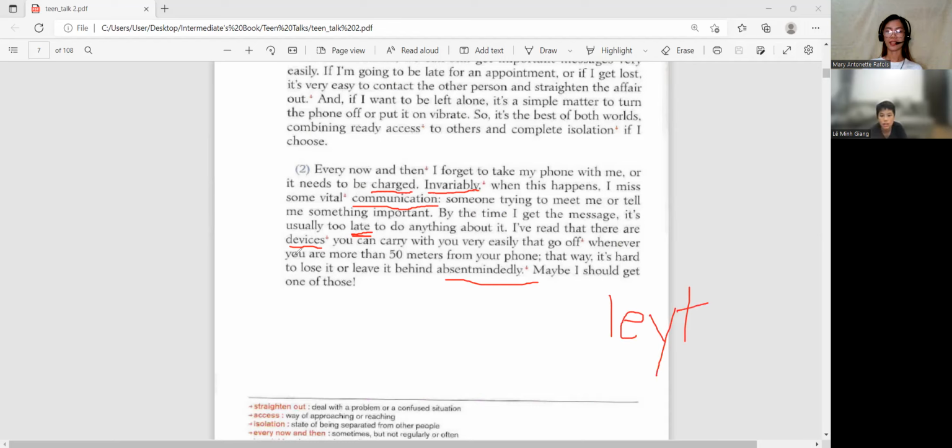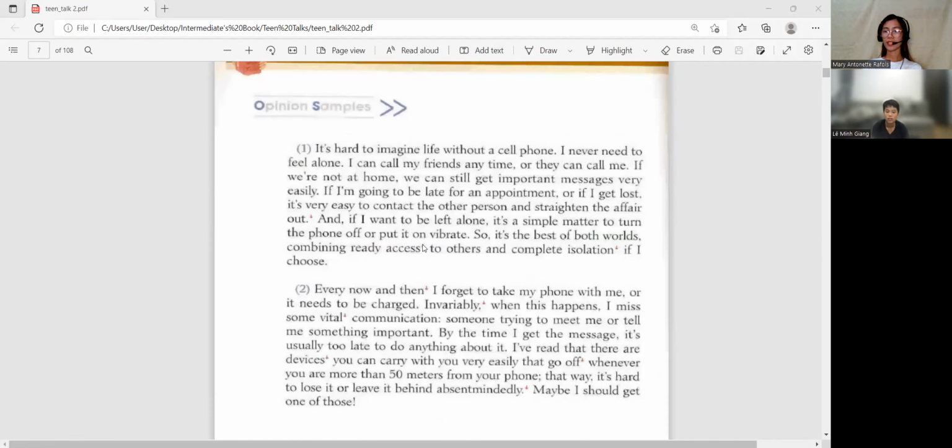Yes. This one is devices. Okay, we will not forget the S at the last. That is devices. And the last one is absent-mindedly. Okay, I'll make it slow. Absent. Mindedly. Absent-mindedly. Very good. Okay, since it's already time, we will just continue next meeting with the meaning of those hard words that it is your first time seeing.